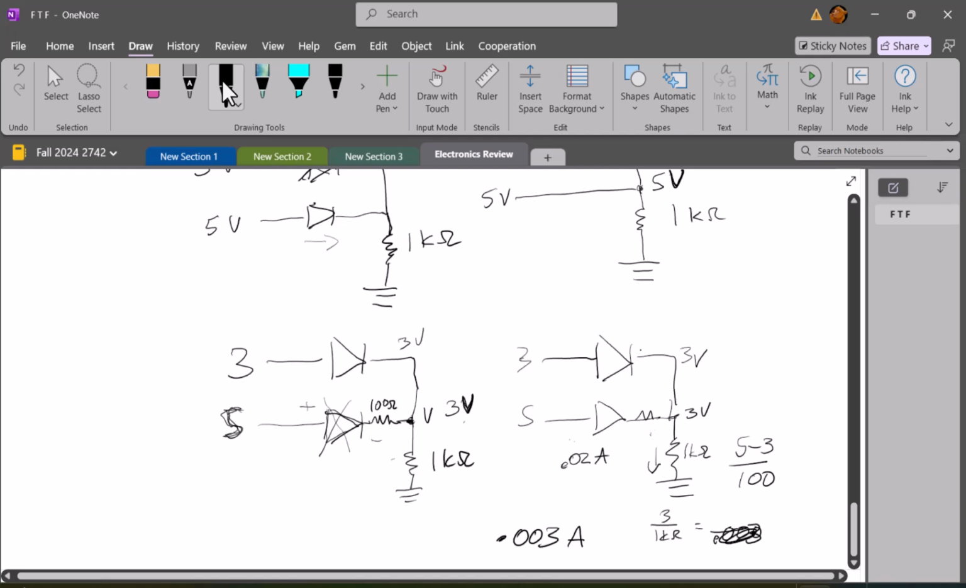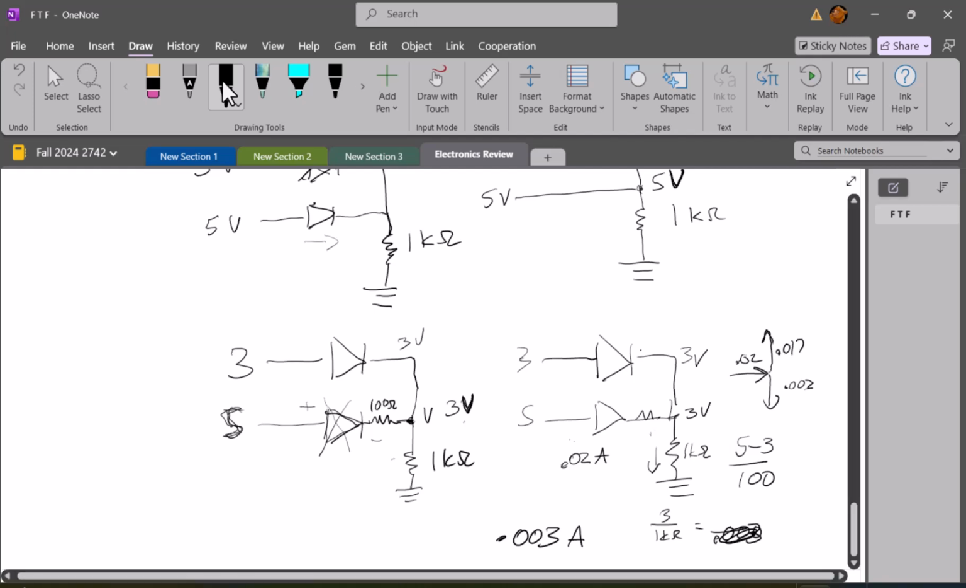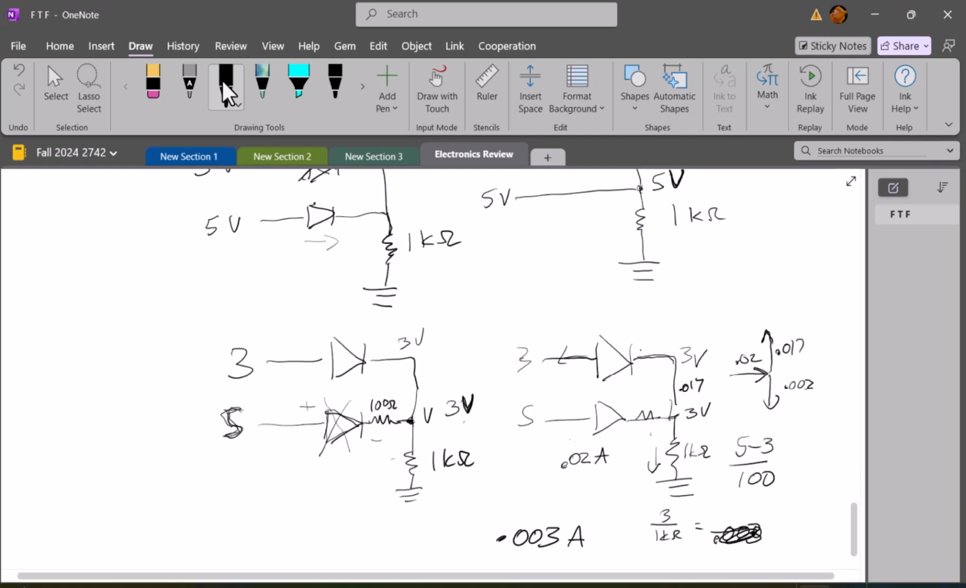Amps. So now I have 0.02 amps coming in here, and I have 0.003 going that way. So by KCL, I would have to have 0.017 going up, but that doesn't make any sense because then I'd have the current going the wrong way through that top diode, so then the top diode would be off. And so they can't both be on.